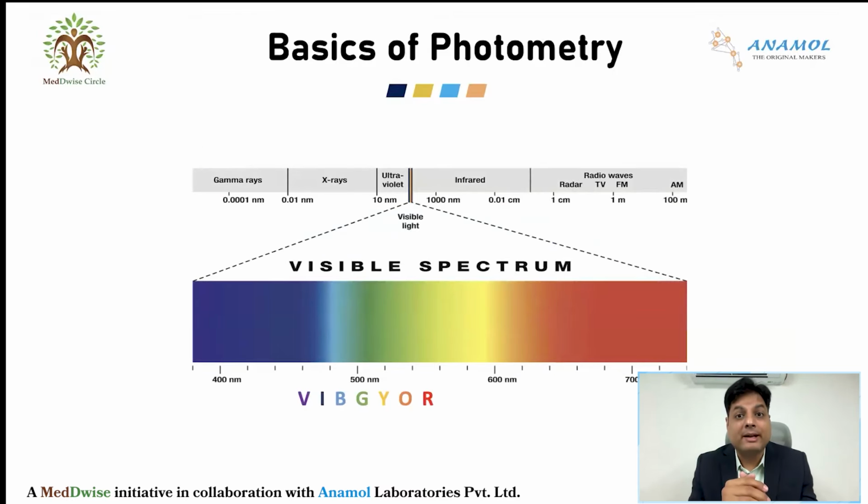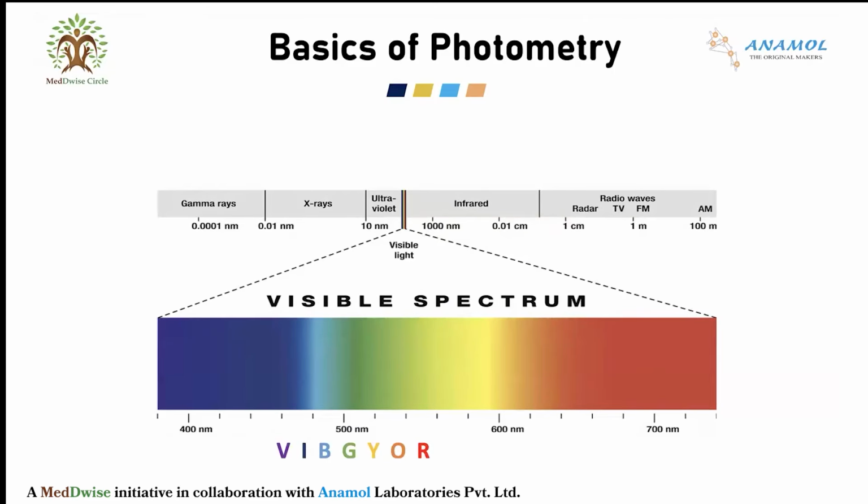Now, based on this fact, the entire spectrum of light is divided into 3 distinct parts. The first part, or the first one-third of the spectrum, is called the UV spectrum, or ultraviolet spectrum. The middle part is called the visible spectrum. And next to the visible spectrum, this part is called the IR or infrared spectrum.